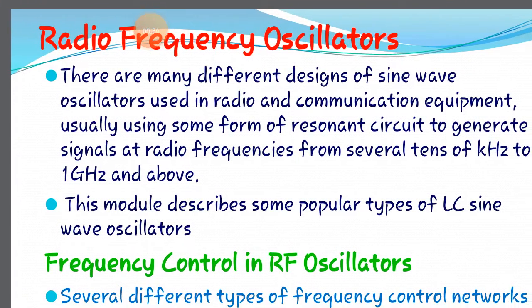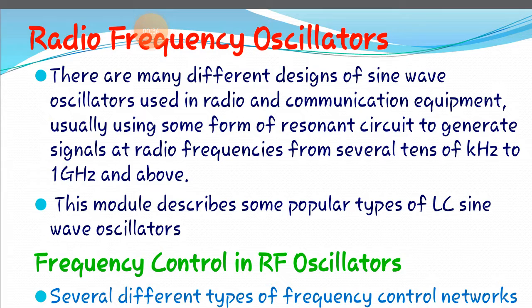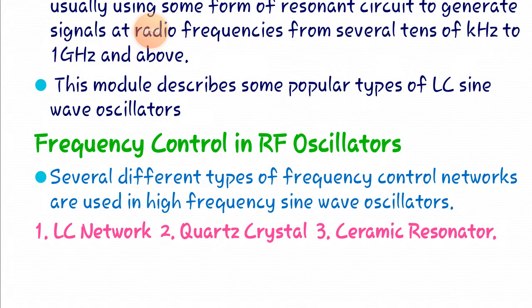In radio frequency oscillators, there are many different designs of sine wave oscillators used in radio and communication equipment, usually using some form of resonant circuit to generate the signal at radio frequency, from several tens of kilohertz to 1 gigahertz and maybe above. This module describes some popular types of LC sine wave oscillator.